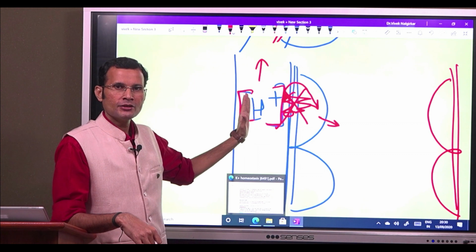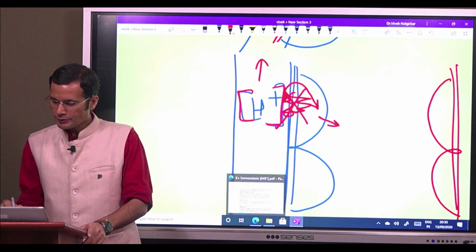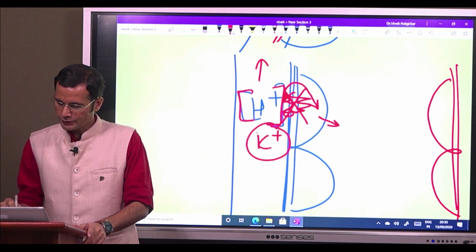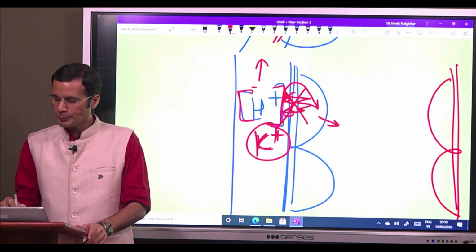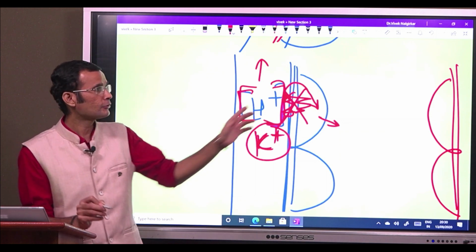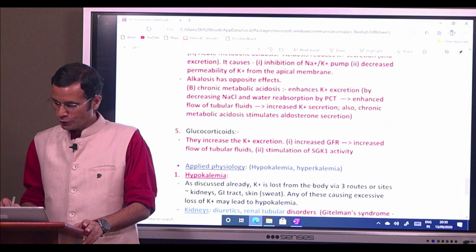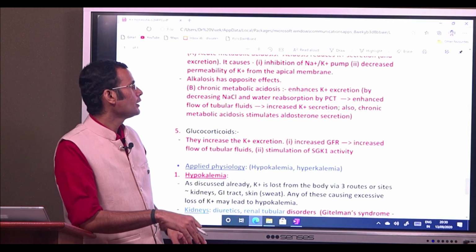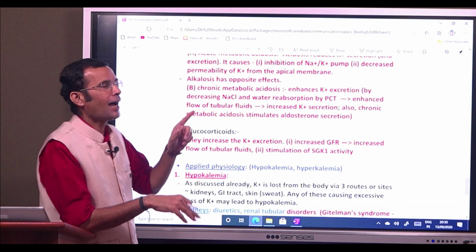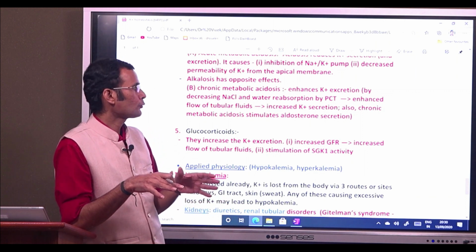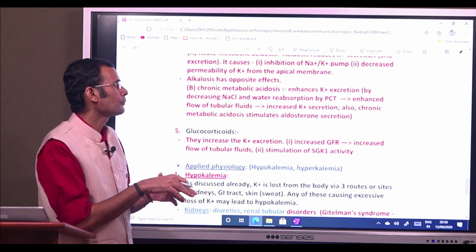H plus increases in the plasma, that means potassium also increases. Hyperkalemia, because H plus, acute acidosis, inhibits the sodium potassium pump. Chronic acidosis has an opposite effect. Chronic acidosis will enhance the potassium excretion. So that will result in hypokalemia.